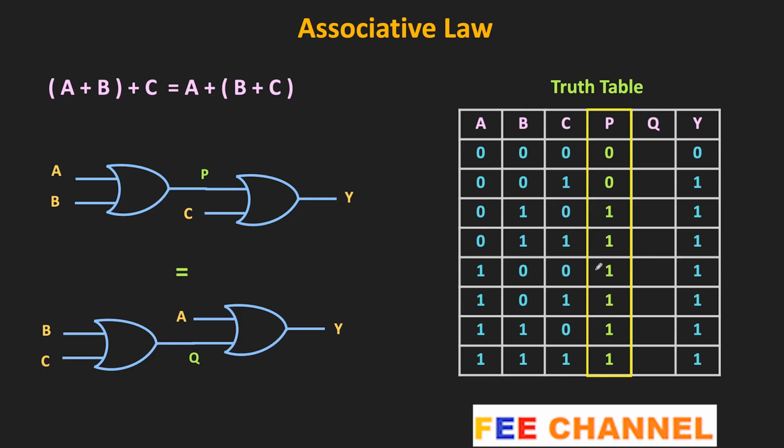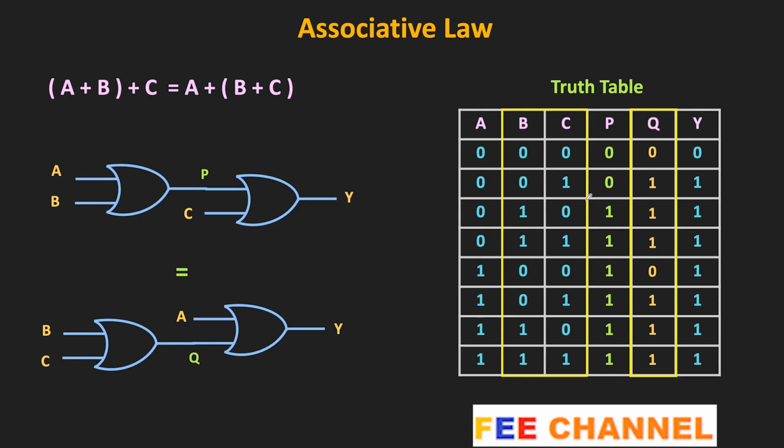Now, this P is equal to 0 when both inputs A and B are 0. Otherwise, it is equal to 1. So, this P is ORed with C. Once again, this output Y is equal to 0 when both inputs P and C are 0. Otherwise, the output Y is equal to 1. So, this is the output column Y.